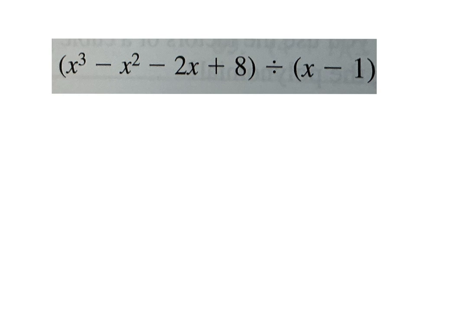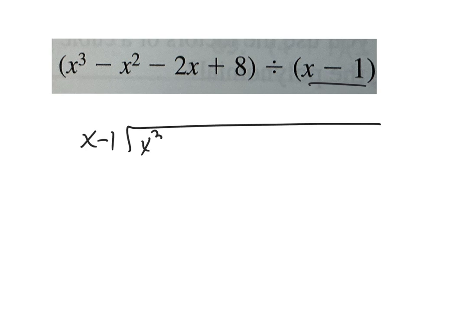All right, first one says x cubed minus x squared minus 2x plus 8 divided by x minus 1. Now, this x minus 1 is called your divisor. It goes outside your division bar just like you used to do. This is your dividend. It goes inside. And here's the deal. All I'm going to worry about every time is the first two: the first number outside, the first one inside.